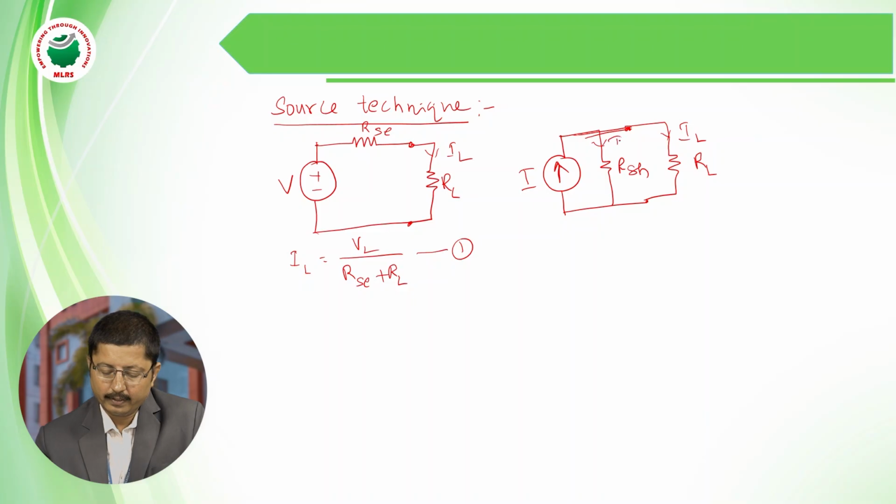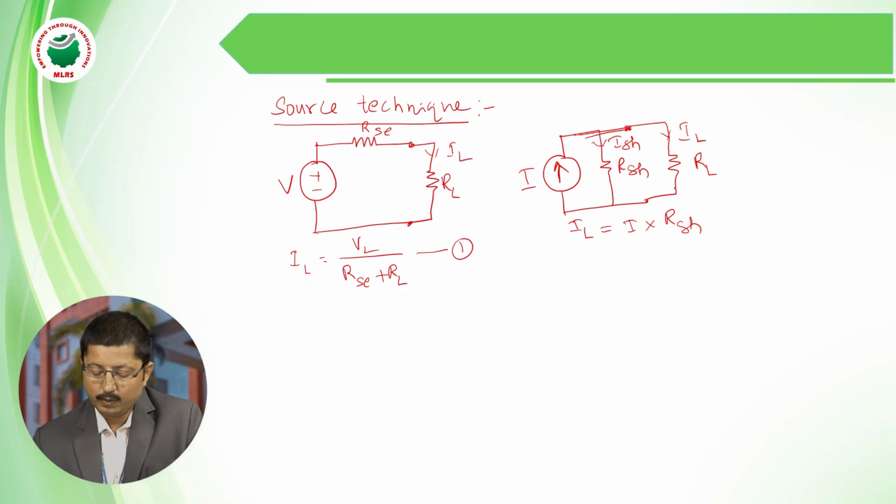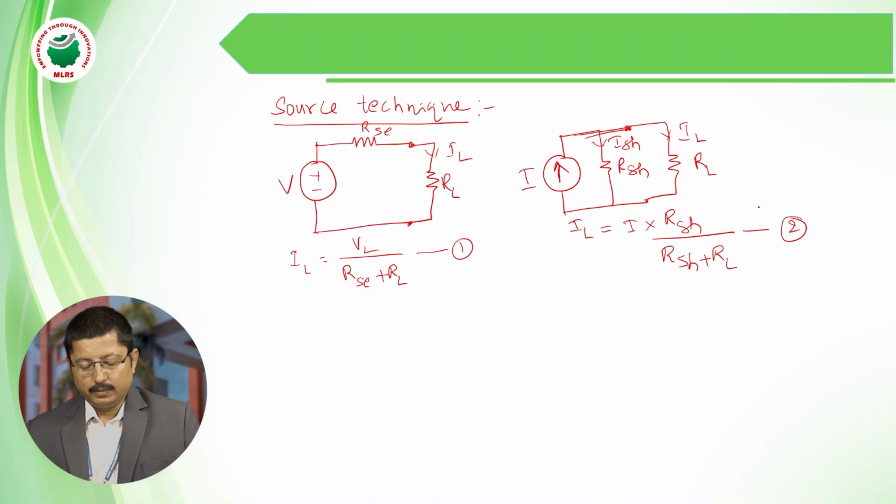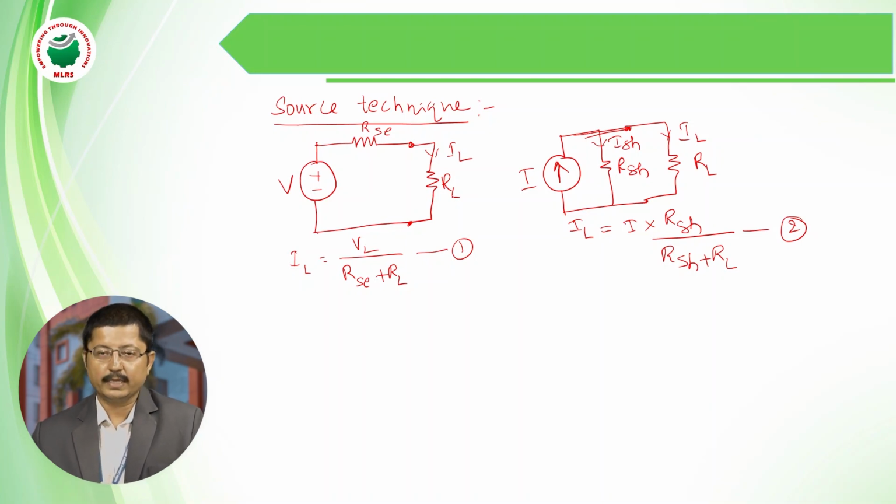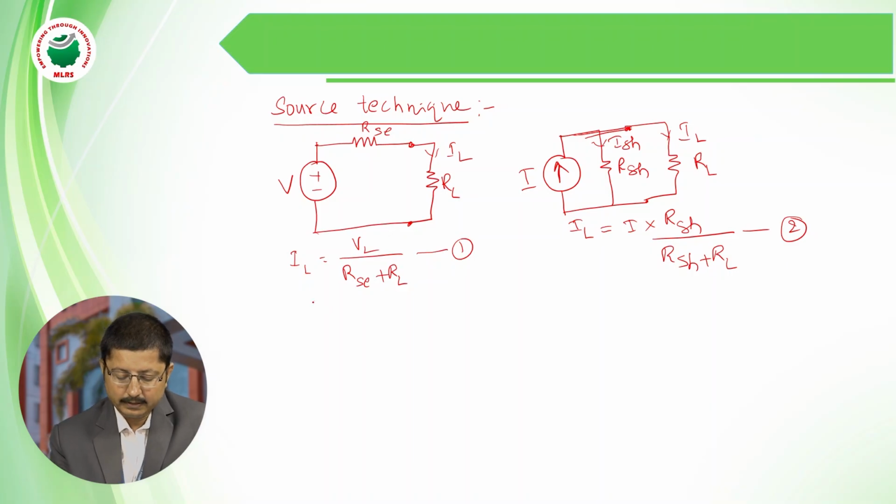Similarly, we can write it for the current source. The current flowing to the load is I equals the total current times the opposite resistance, using the current division rule, that is, opposite resistance divided by the sum of the resistances. This is the second equation. In the source transformation technique, the condition, as I just said, is that it must be the same load resistance and the same current flowing between these two terminals. Now equate equations 1 and 2: V divided by RSC plus RL is equal to I into RSH divided by RSH plus RL.